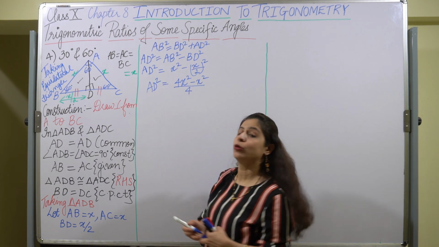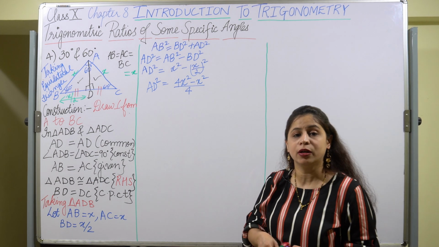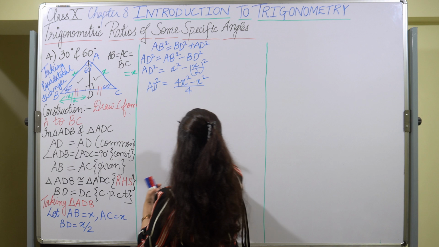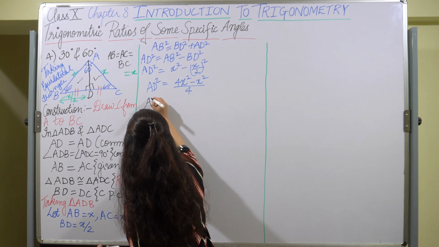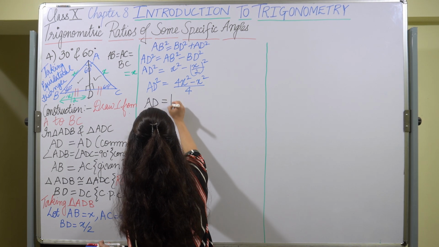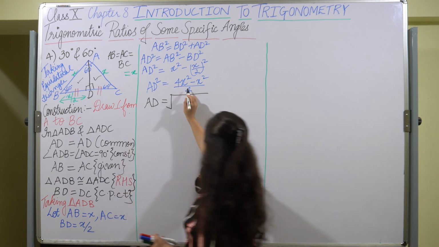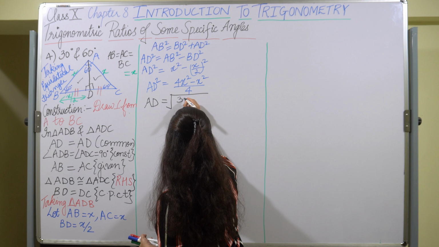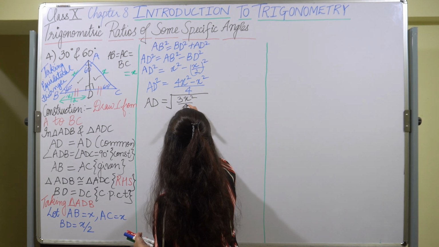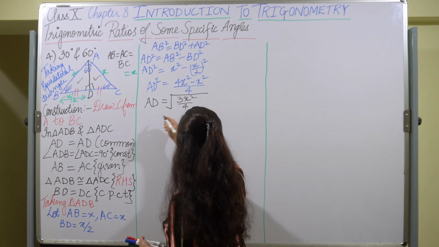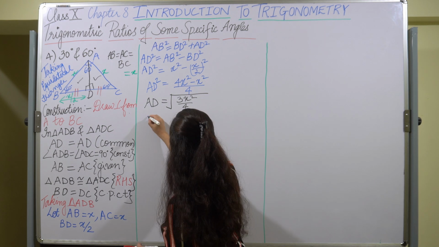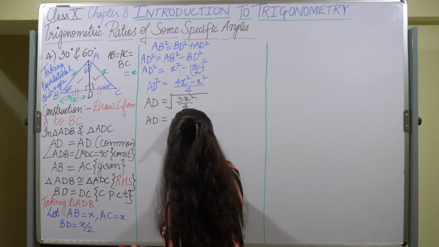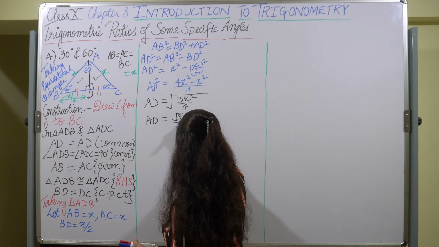In order to find out AD, we need to find the square root. So whenever we take the square root on both sides, AD will be equal to under root 4x square minus x square, which will give us 3x square. So 3x square by 4. So that means the value will come out to be under root 3 by 2 x.